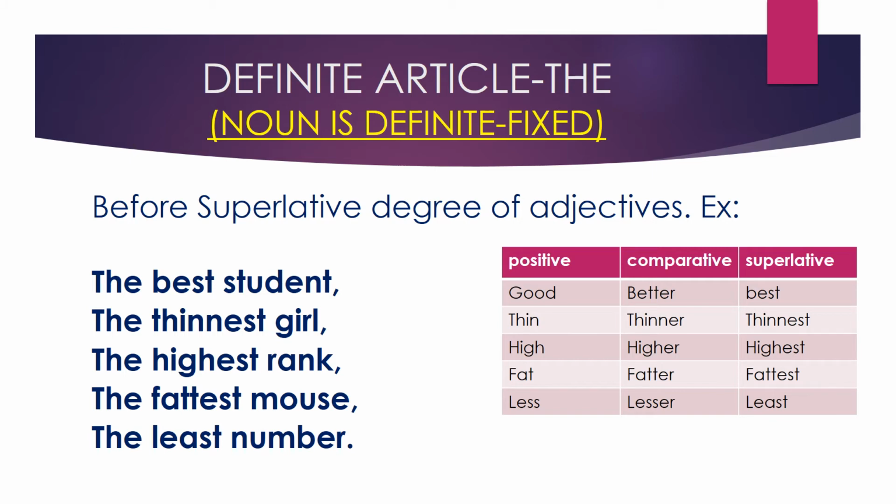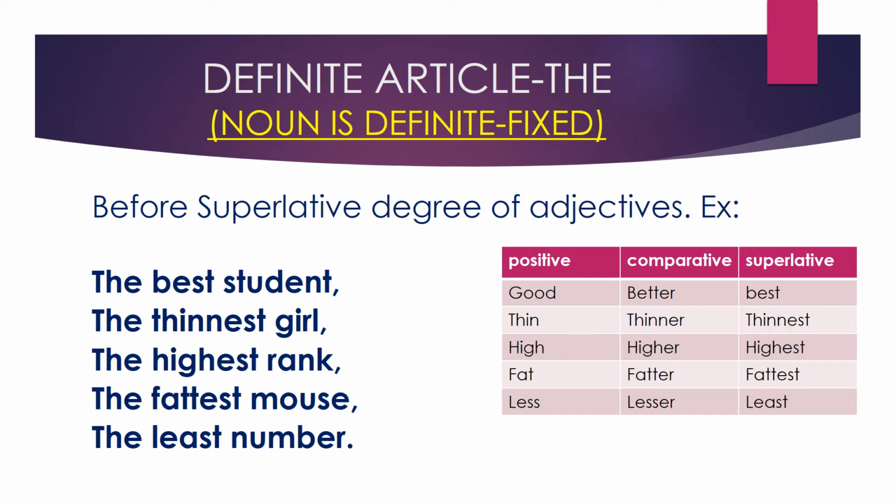Now I'll tell you how to decide the use of the definite article before adjectives. Let's see the table here. I have given the 3 degrees of adjectives in these 3 columns: positive, comparative, and superlative. If the adjective is good, in comparative form it is better, and the superlative form is best. Let's quickly give a reading. Thin, thinner, thinnest. High, higher, highest. Fat, fatter, fattest. Less, lesser, least.